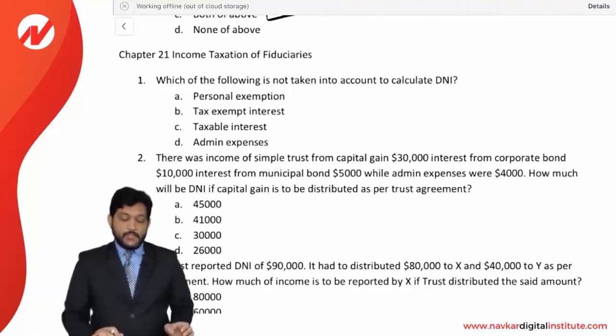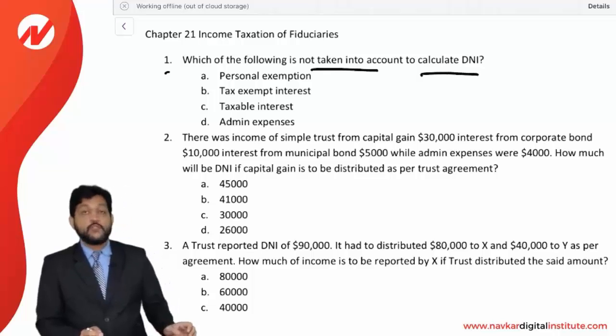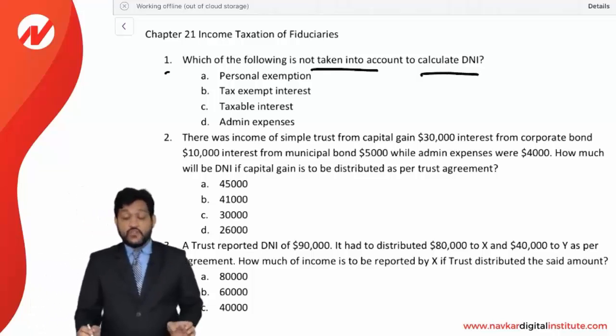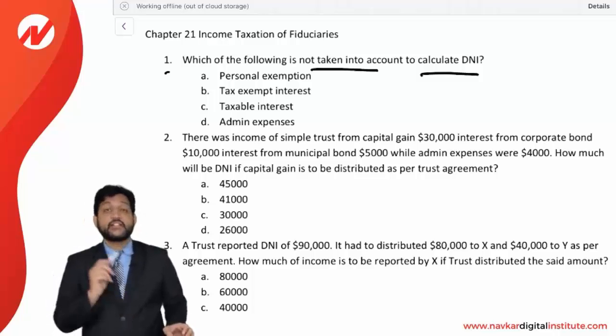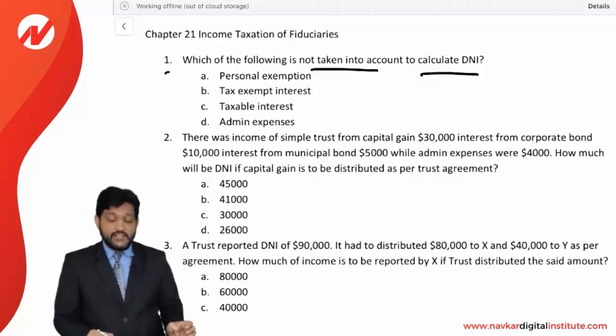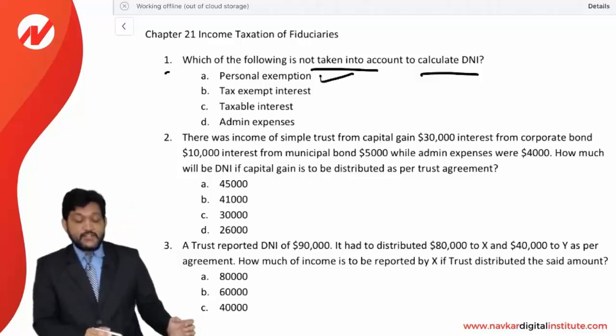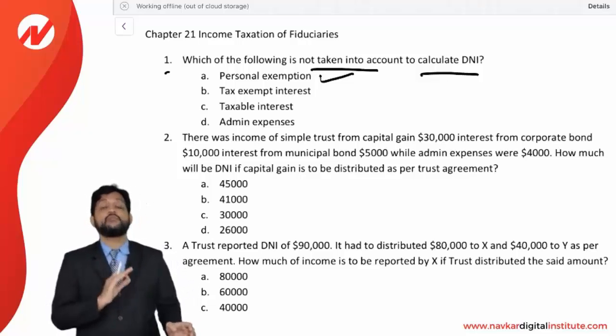Let us see MCQs for chapter number 21, fiduciary taxation. First, which of the following is not taken into account to calculate DNI? Friends, personal exemption. Personal exemption we are reducing from it, so it is not taken into account. Answer is A option. Tax exempt interest, taxable interest, admin expenses, everything will be taken into account, but personal exemption will be reduced.